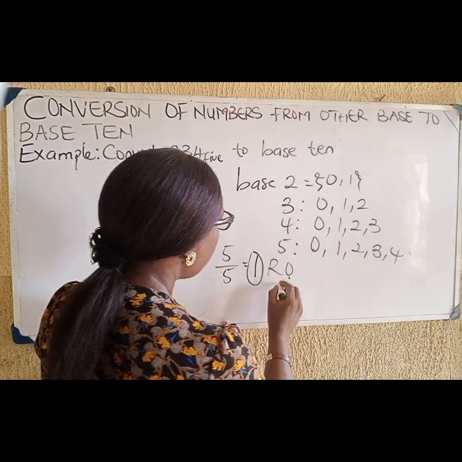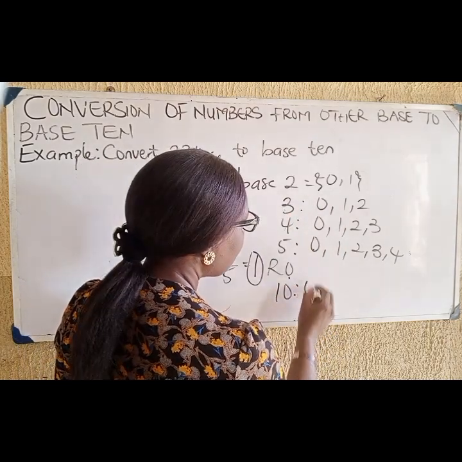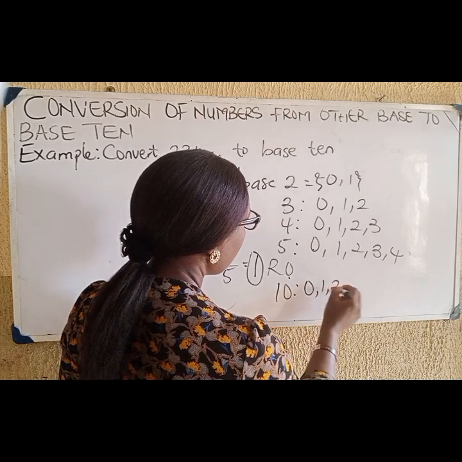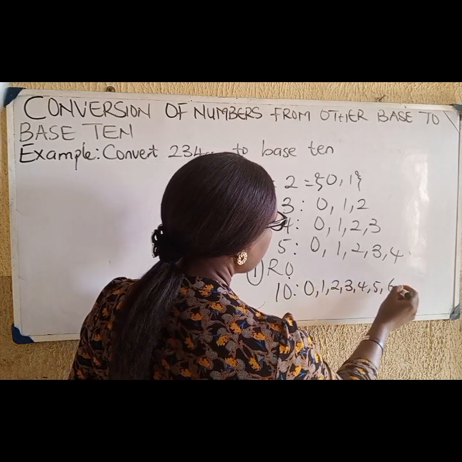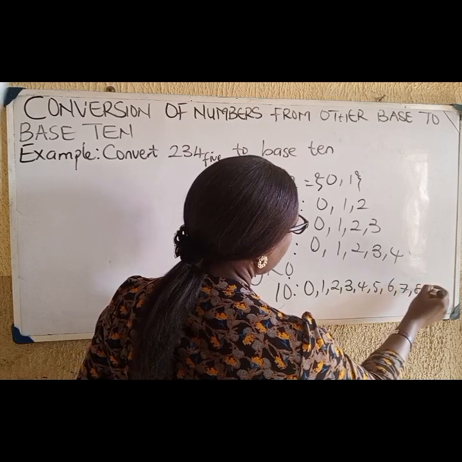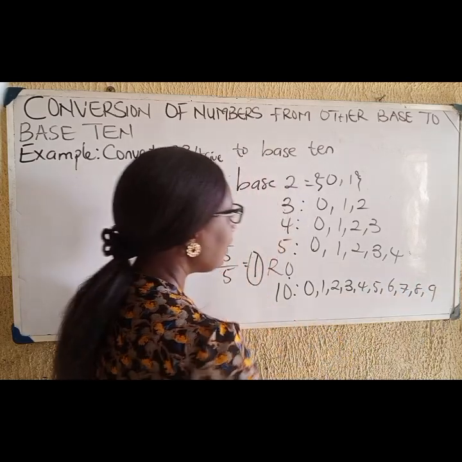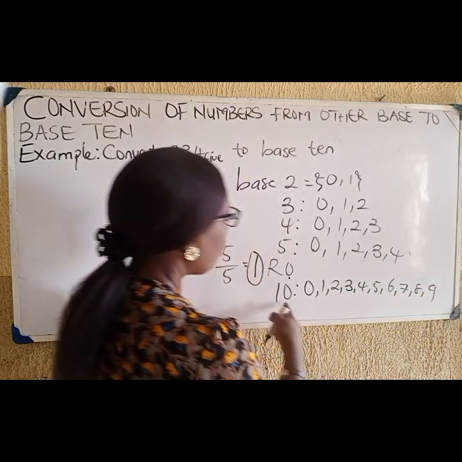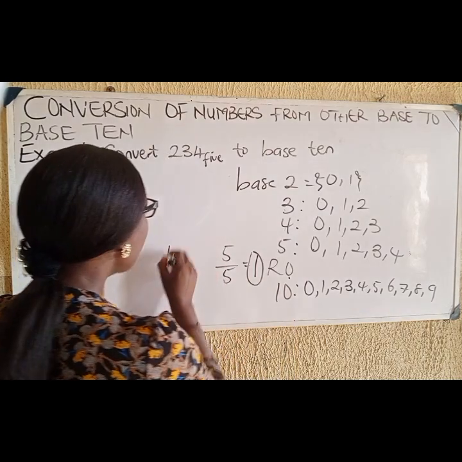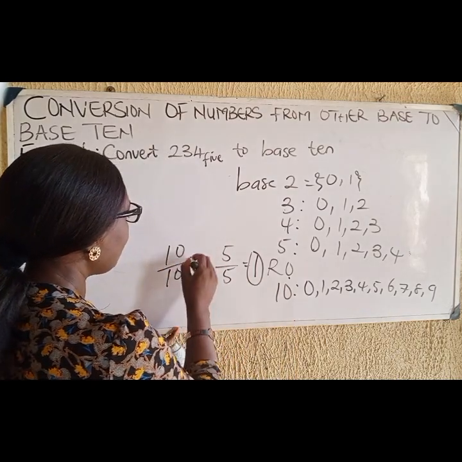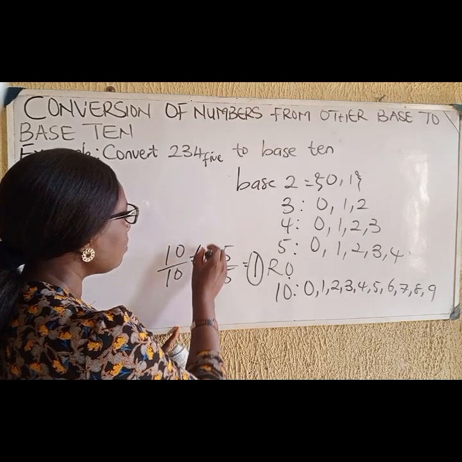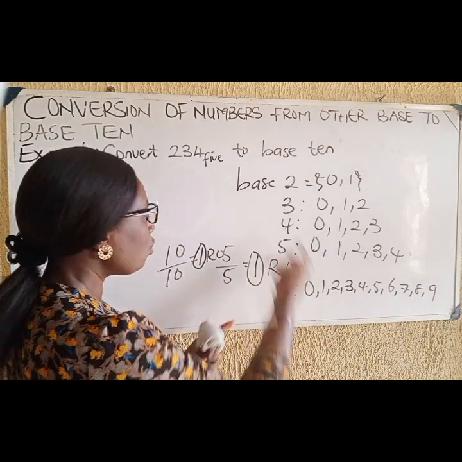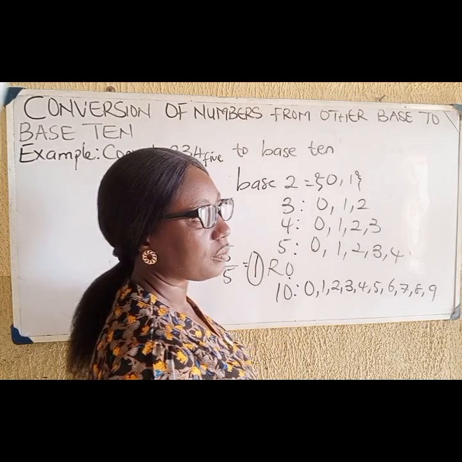Now, when you're working in base 10, for instance, the digits are 0, 1, 2, 3, 4, 5, 6, 7, 8, and 9. 10 will not appear here because you're working in base 10. And once it reaches 10, 10 in base 10 is equal to 1 remainder 0. Once it reaches 10, it makes a complete bundle. It will start from 0 again.